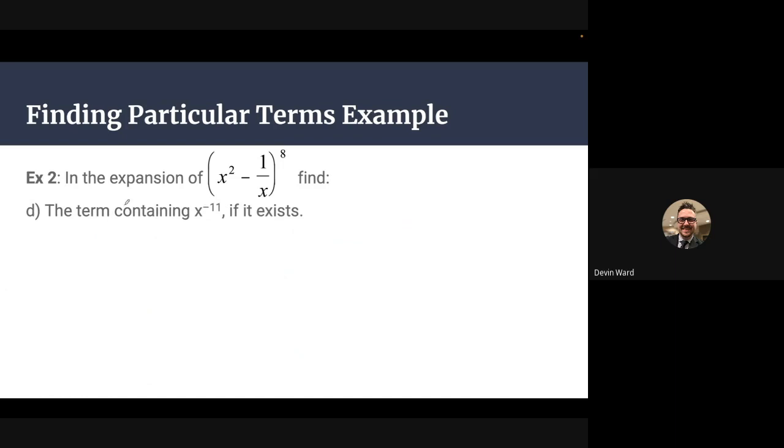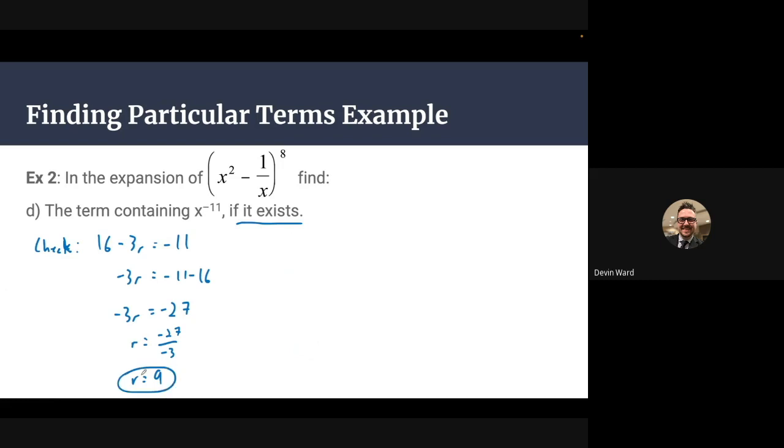Okay. So the term containing x to the power of 11, if it exists. So let's do another check because it's asking if it exists. If I don't say if it exists, then you know that this does exist. That's a little helpful hint. So 16 minus 3r is equal to 11. Bring that 16 over again. I'll have 11 minus 16. Negative 3r is equal to negative 27. r is equal to negative 27 over negative 3. So r is equal to 9.